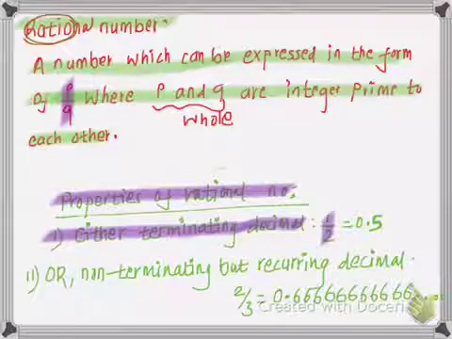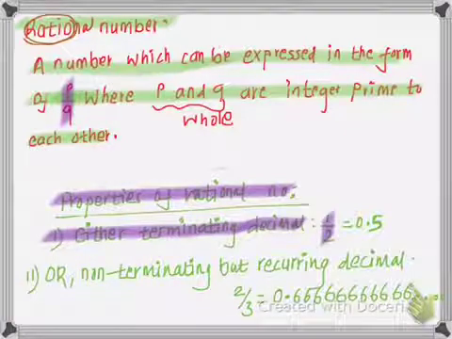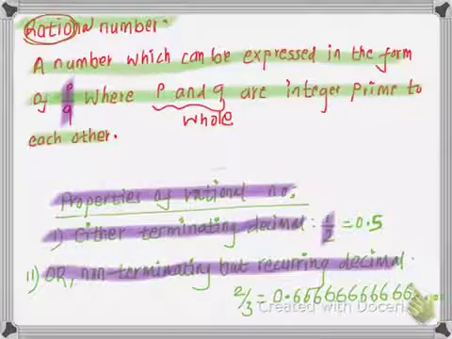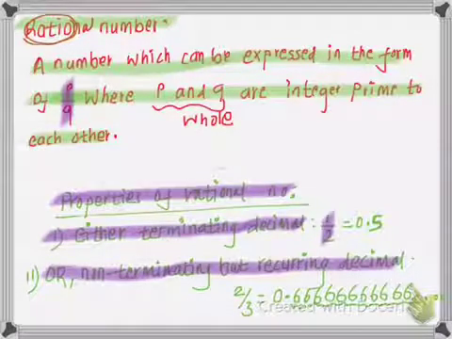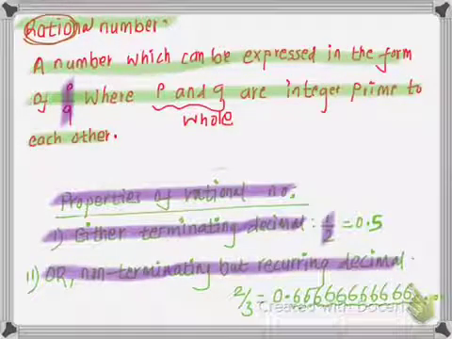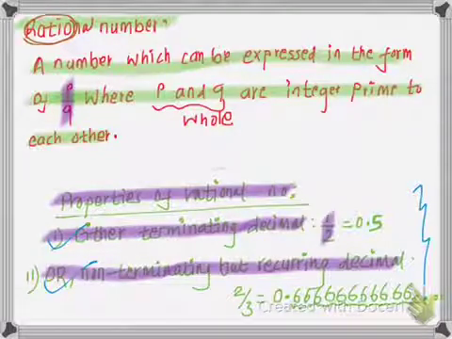Or when the rational numbers are converted into decimal, the decimals are non-terminating but recurring. It means the pattern continues after a certain interval. Here 6 is repeated after another 6, and this pattern continues till infinity. So when either the first property or the second property is satisfied by the number, we can say that the number is a rational number.